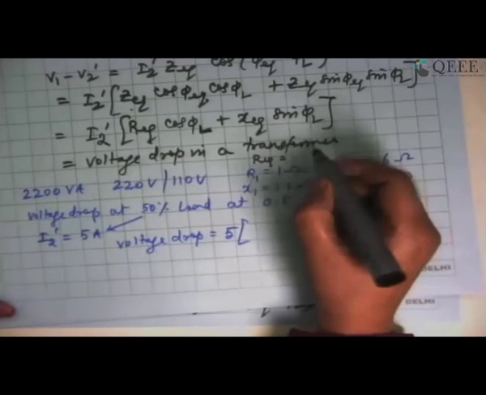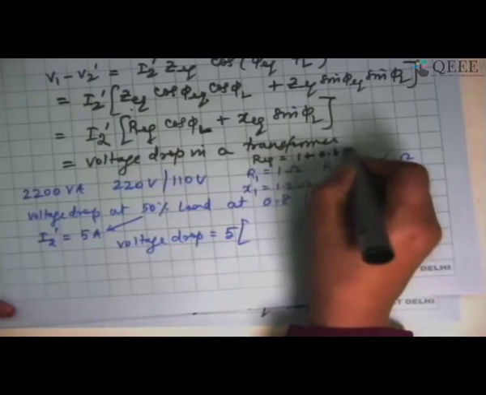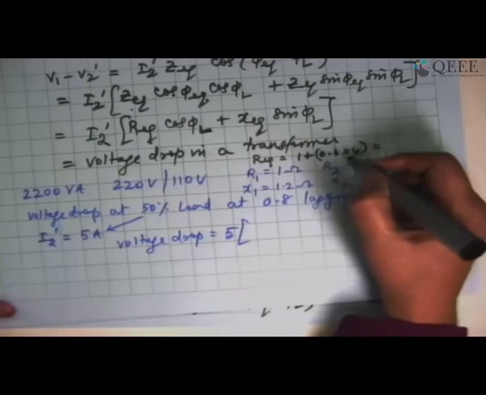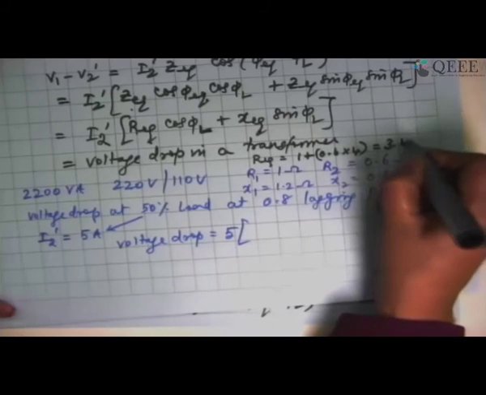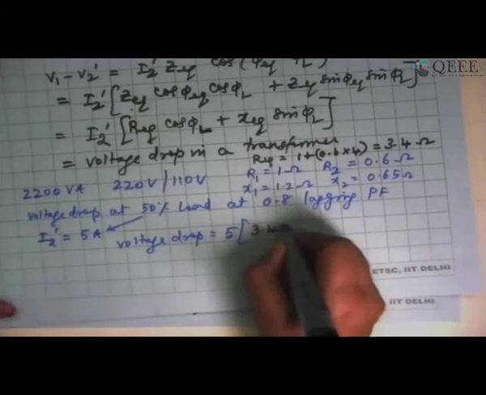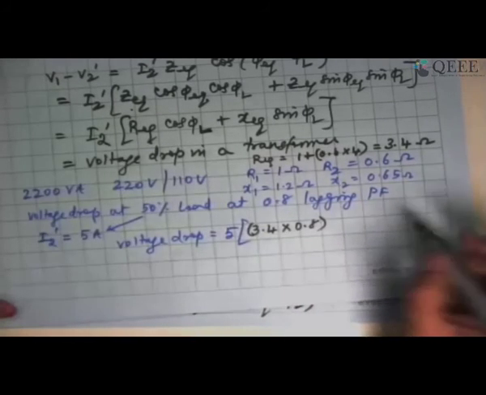R equivalent is 1 plus 0.6 times 4. We already calculated this, if you may recall. So this is 3.4 ohms. So I can say 3.4 multiplied by 0.8, that is R equivalent cos phi L.